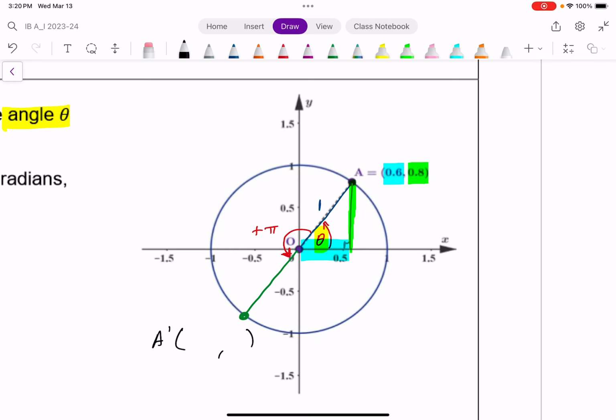Well, I can see it's pretty much the same as A, it's just in the third quadrant, which means it must have the same values as A, but both those coordinates must be negative. So I have negative 0.6 and negative 0.8.